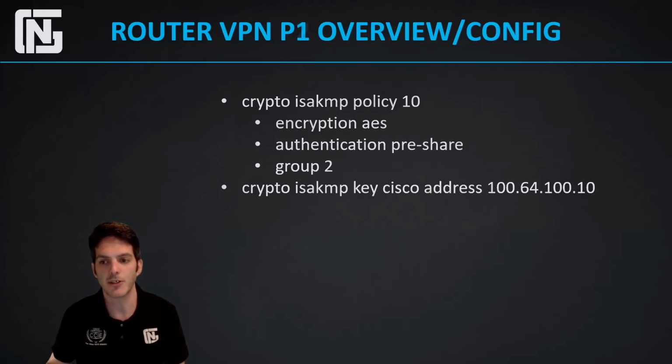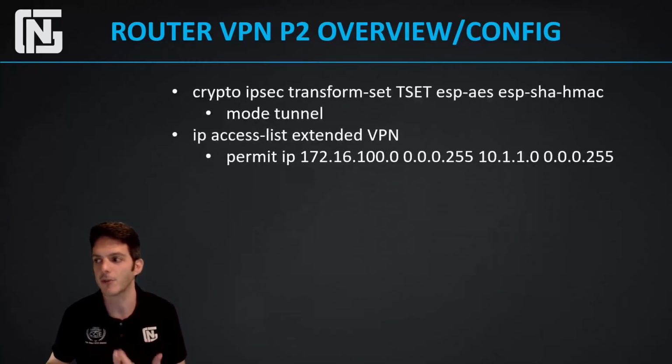The phase 2 configuration is a little bit more involved. So let's go take a look at that. The first step in the process is that we have to create the transform set. The transform set is made up of ESP-AES, meaning we're going to be using the Advanced Encryption Standard to encrypt the data traffic between PC1 and server 2, or I'm sorry, PC1 and server 1.